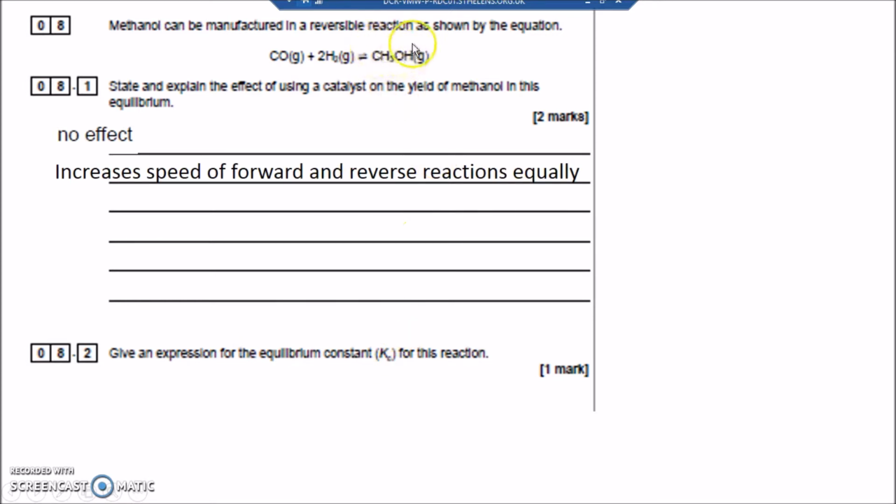Give an expression for the equilibrium constant Kc for this reaction. So it's the concentration of methanol on the right divided by the concentration of carbon monoxide on the left, and the concentration of hydrogen. That's to the power 2 because it's got a 2 in front of it.